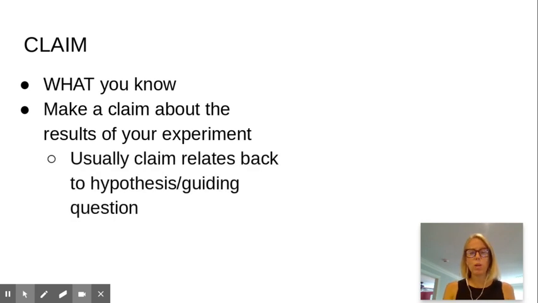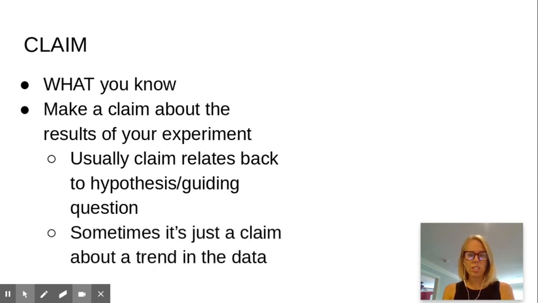Sometimes the claim goes directly back to analyzing the hypothesis or the guiding question that we started with. If we are asked to explain an experiment, your claim should do this. If we are asked to develop a scientific explanation for a model, not necessarily an experiment with data, we would use this second bullet, which is just using your claim to make a statement about trends that exist. But a claim is, what do you know based on the results of the experiment? That would be our claim.